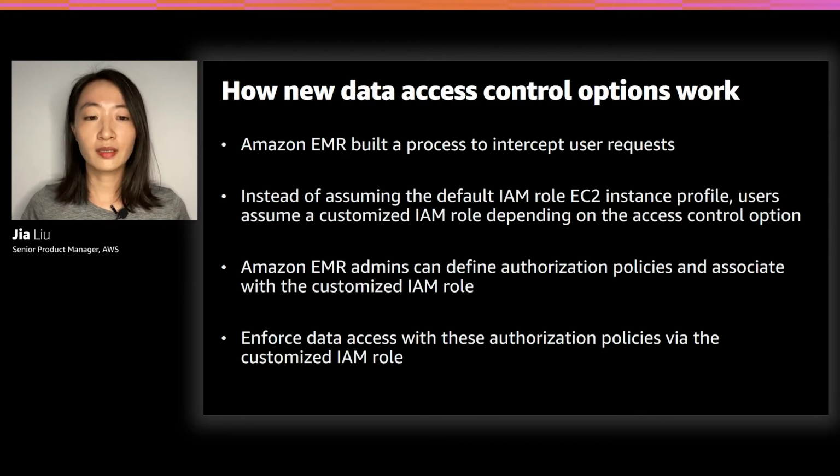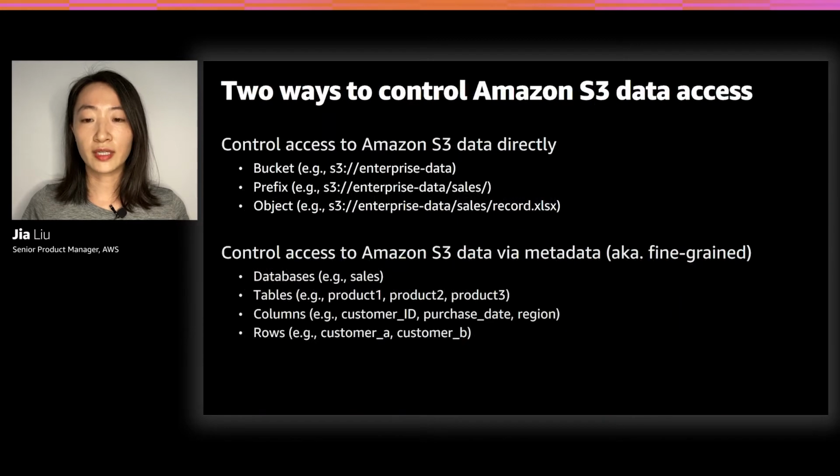There are two ways we can control Amazon S3 data. First, you can control access to Amazon S3 directly. This means you can define policies based on bucket, prefix, or object. Or you can control access to Amazon S3 data via metadata. This is also what we call fine-grained access control.